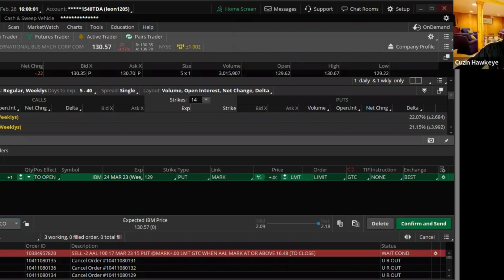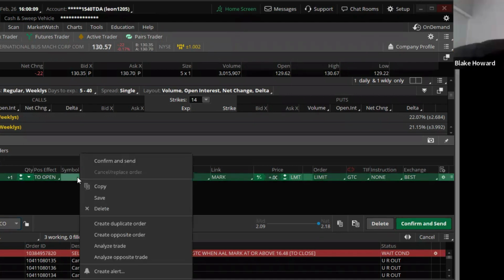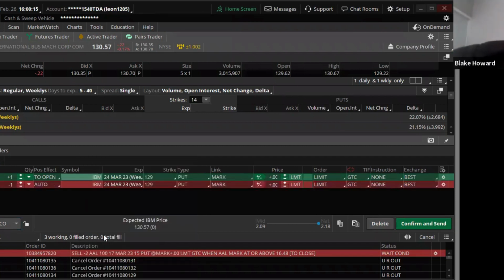Gotcha. This is going to be all set up. So now, since we have the order in place, you see this little green order ticket, right click onto that. Scroll down to where it says create opposite order. Okay. And here comes one. Okay. All right.